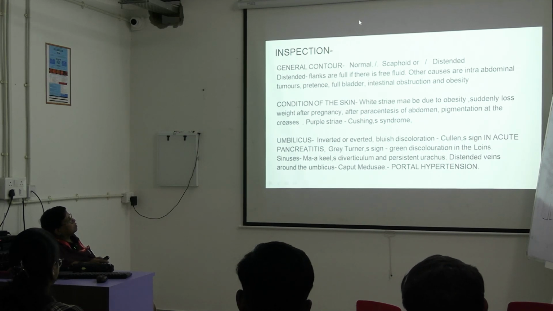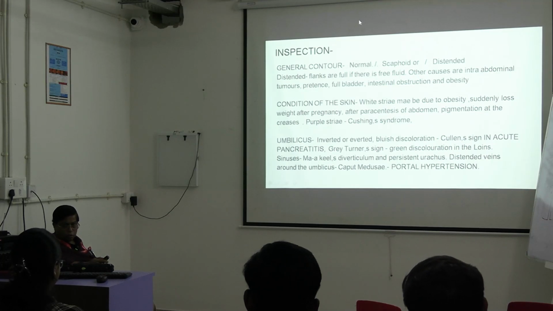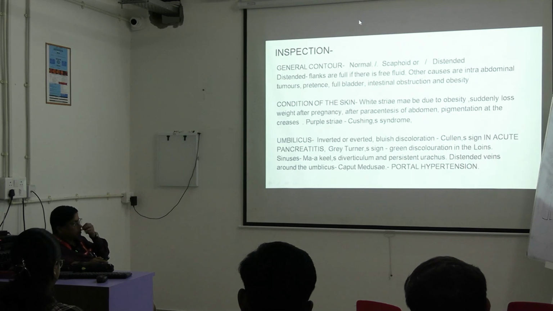Other causes are intra-abdominal tumors. Any intra-abdominal tumor will distend the abdomen, as will a full bladder, intestinal obstruction, and obesity. These are all the other causes of a distended abdomen. But for our examination purposes, there are two very important causes. One is free fluid, ascites, or there is an intra-abdominal tumor like an ovarian cyst. A huge ovarian cyst may distend the abdomen, or any huge tumor inside can distend the abdomen, or there is free fluid.